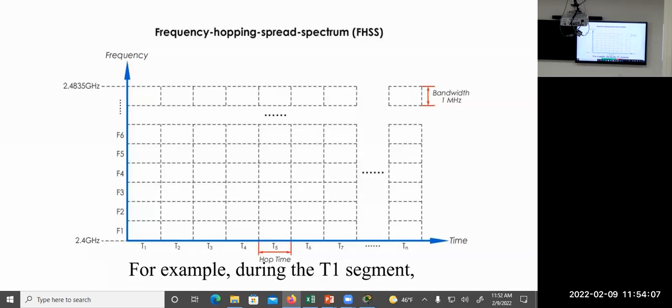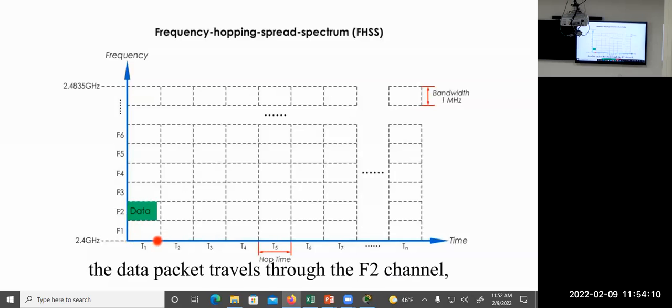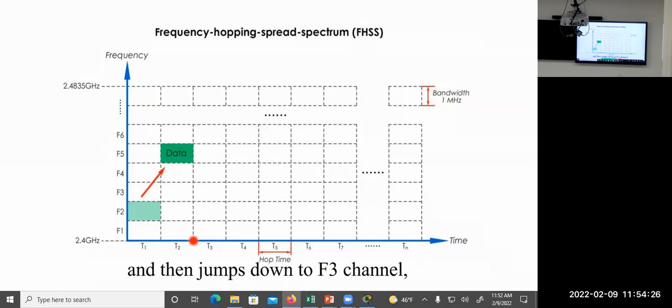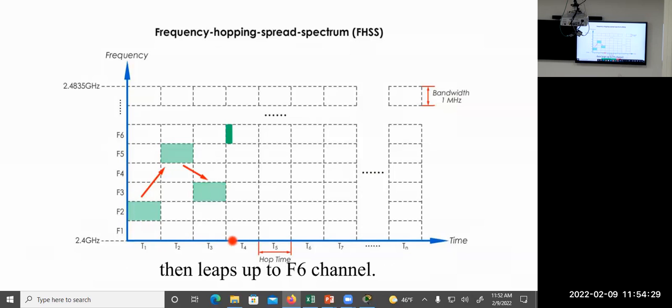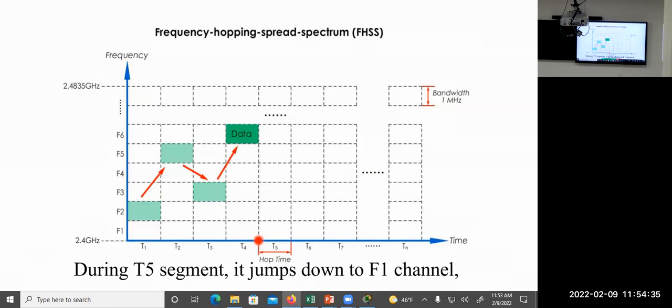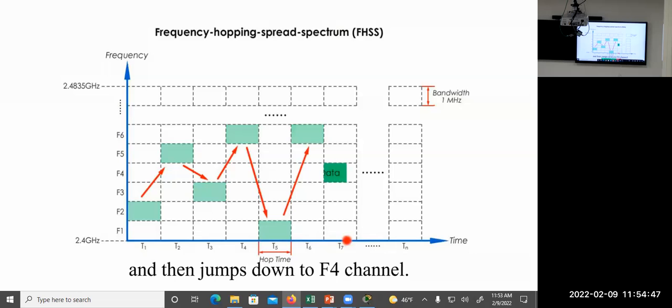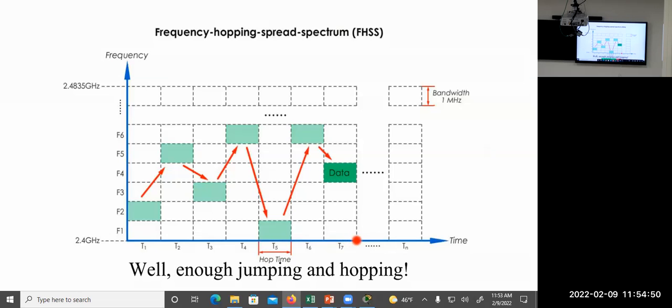For example, during the T1 segment, the data packet travels through the F2 channel, and then at the T2 segment, it leaps to the F5 channel and travels through the channel during the whole T2 segment, and then jumps down to the F3 channel and then leaps up to the F6 channel. During the T5 segment, it jumps down to the F1 channel and then hops back up to the F6 channel, and then jumps down to the F4 channel. Well, enough jumping and hopping.